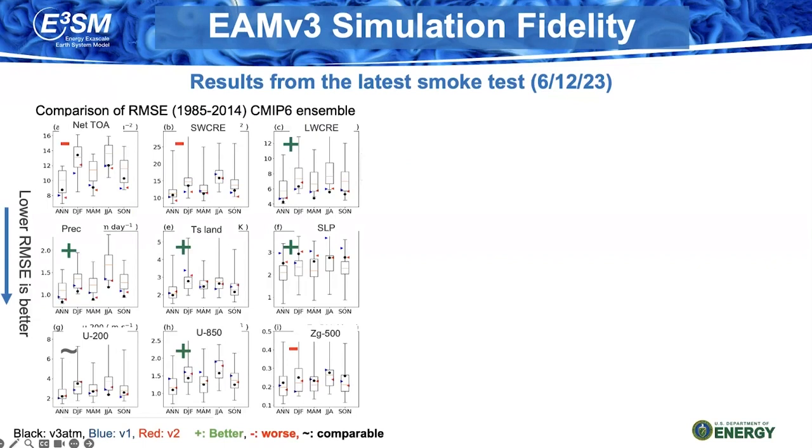models. Probably you can't see the detailed information clearly, but the plus sign means the V3 atmosphere is better than the default V2. The minus sign means we are worse, and the tilde means we are comparable. You can see for most of the fields I summarize in this figure, we show slightly better results compared to the default V2, including the longwave cloud radiative forcing, the surface precipitation, the surface temperature over land, the sea level pressure, and also the zonal wind at 850.